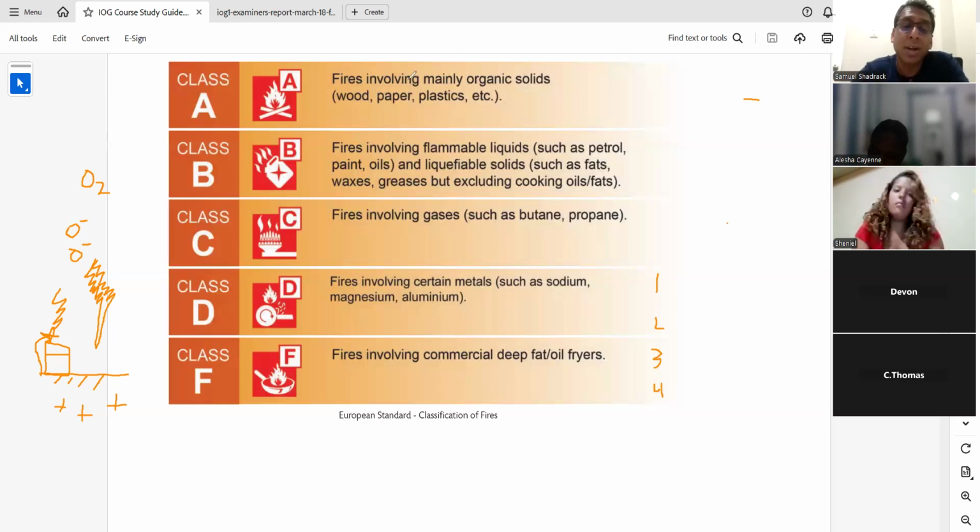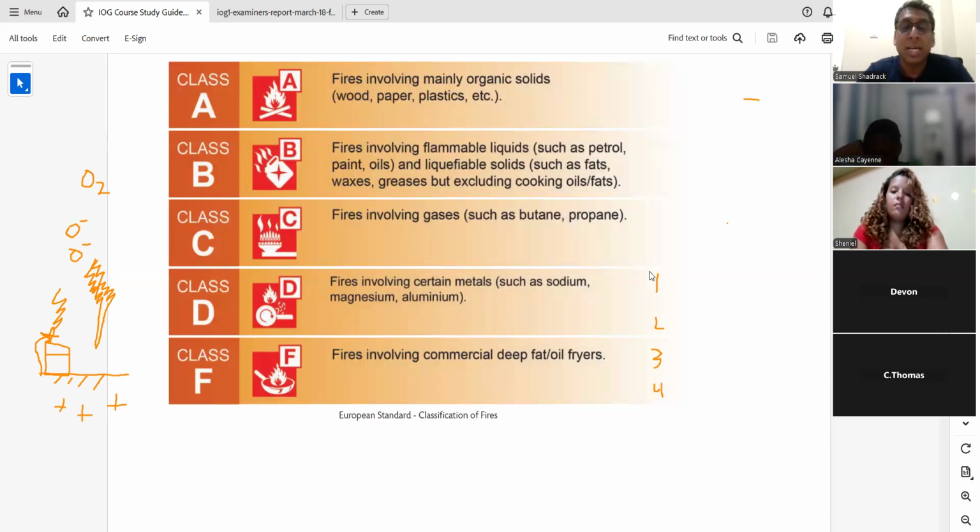Class F, fires involving cooking oil, is now good old fashioned. Speaking of oil, good old fashioned oil like fryers and barbecue and KFC and stuff. A fire that involves that is called a class F. If you notice, I'm going to stick to the notes a bit. If you notice, there is no class E, right?